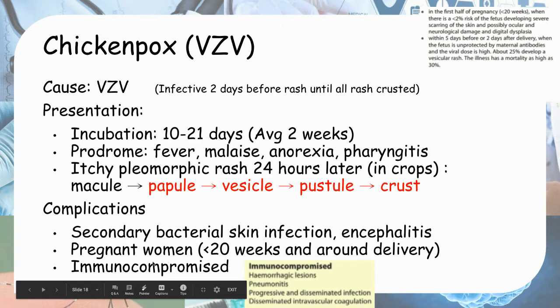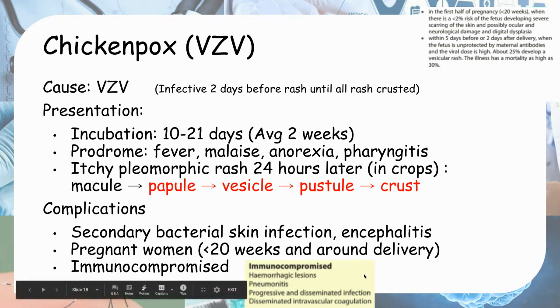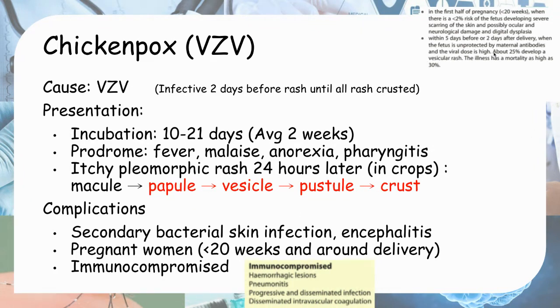And it's dangerous for pregnant women in less than 20 weeks. There's a small chance, less than 2% chance, that the child will have ocular or neurological damage or digital dysplasia. But around delivery is quite dangerous because if the pregnant mother has a high viral load during this time, the child is unprotected by the mother's immunoglobulins.